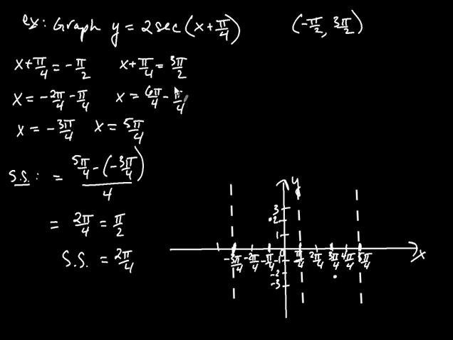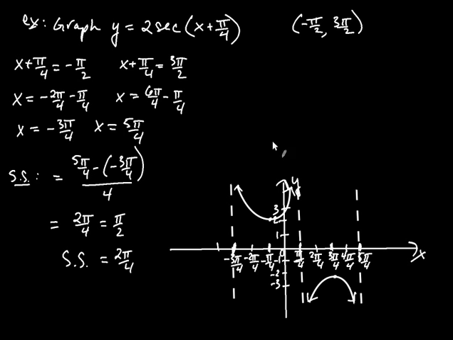Now, because this is positive, that means the cup is still opening up. All the values here are still going to be positive, and all these values are still going to be negative. So there's no negative here that would change the orientation. It's still opening up here and opening down there. Let's draw in those branches for secant now. Okay, so that would be our graph. This would be the upward opening branch, and this would be the downward opening branch.